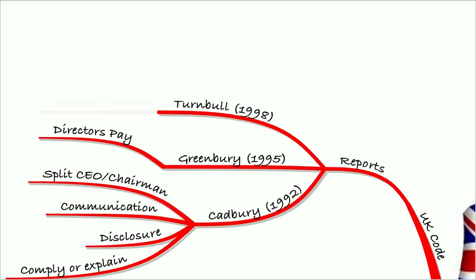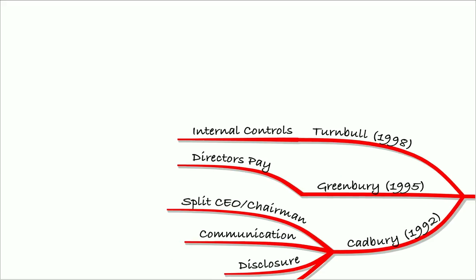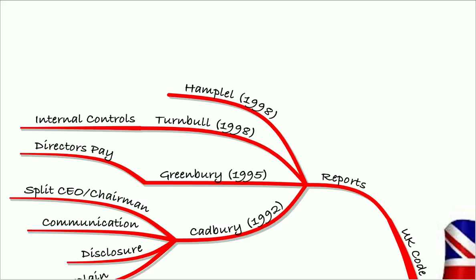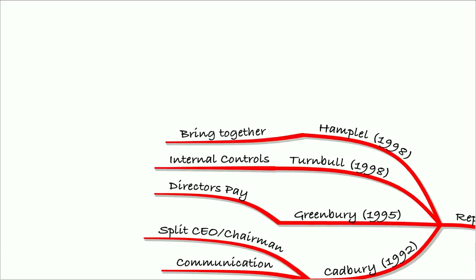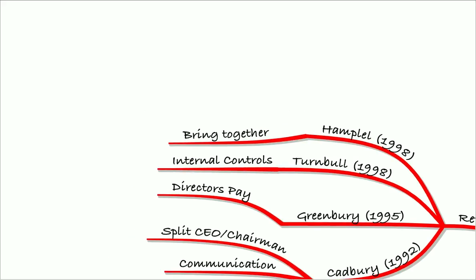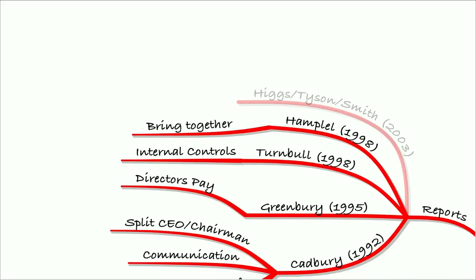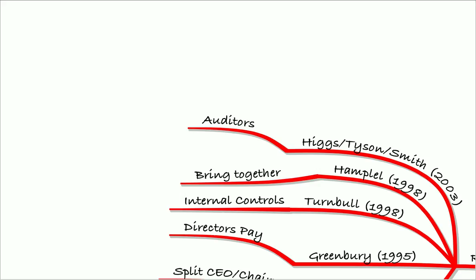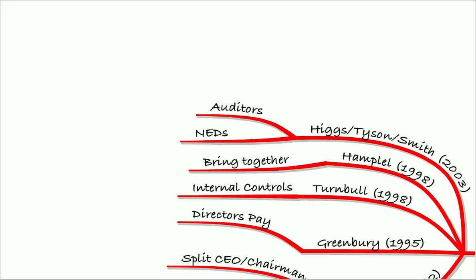Turnbull in 1998 introduced responsibility for internal controls, which again we'll look at in more detail throughout the module. And Hampel in 1998 brought in all of these different reports and brought them together into one code. We then had Higgs, Tyson and Smith in 2003, which focused on the auditors and the independence of non-executive directors.